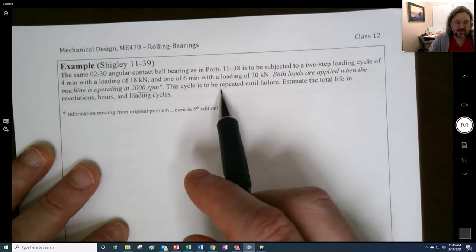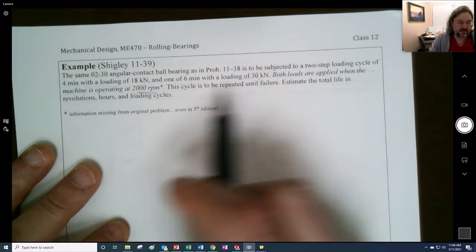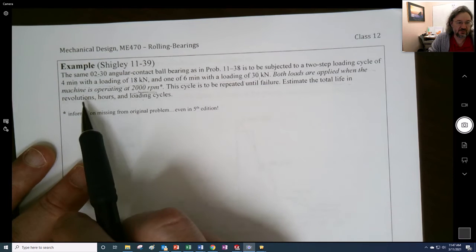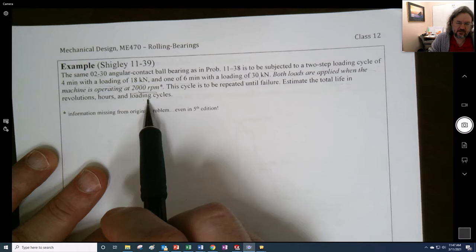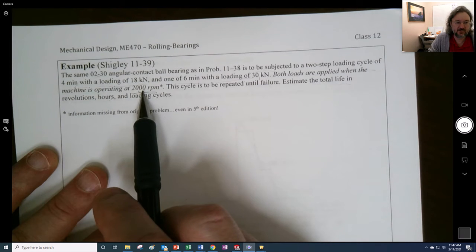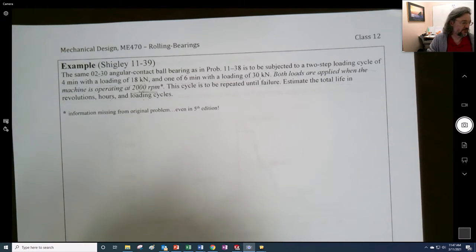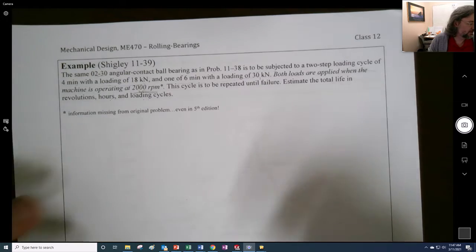So this cycle is to be repeated until failure, and we want to estimate the life in revolutions, hours, and loading cycles. So we could actually solve this, I think, in terms of loading cycles. Let's double check. I seem to recall you couldn't do it in hours unless you knew what the RPM was, which was kind of a weird thing for how they had asked it. All right, so it's just a little bit more complicated here.